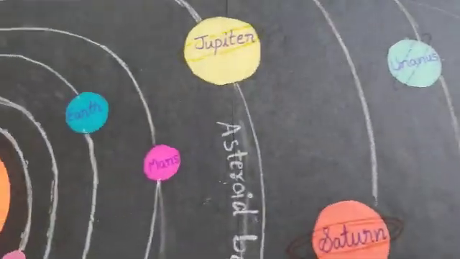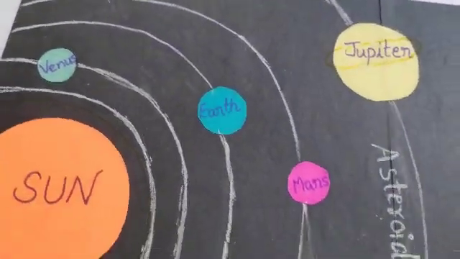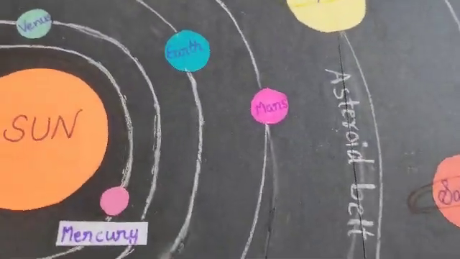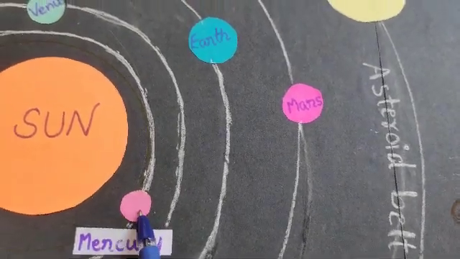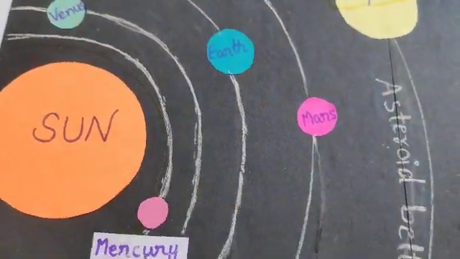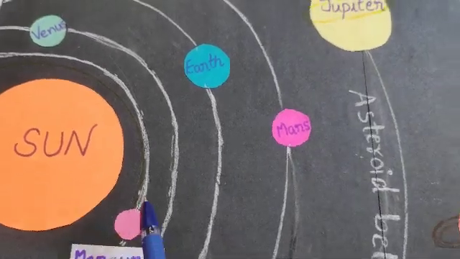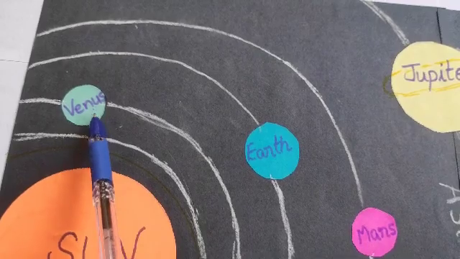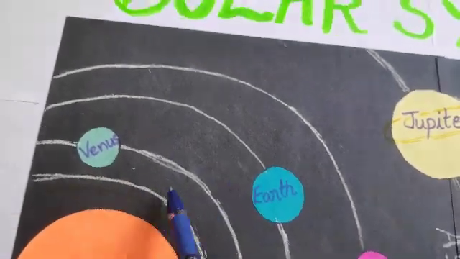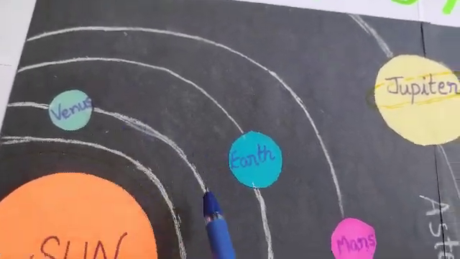Let's see the 8 planets. What is the order of these planets? First one is Mercury. The first planet which moves around the sun is Mercury. After Mercury, in the second orbit, Venus. Here you may get a doubt: what is an orbit?